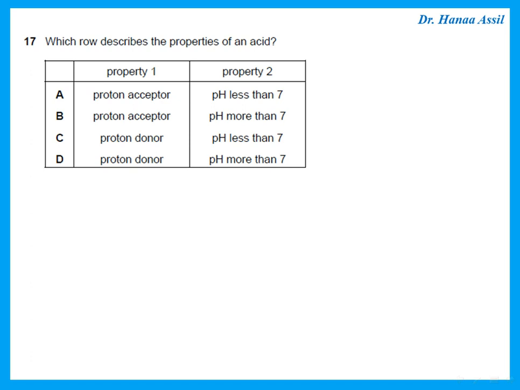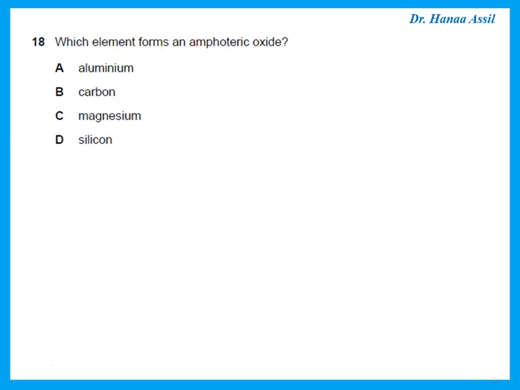Which row describes the properties of an acid? You should remember, what was the definition of acid? Proton acceptor or proton donor? Well, you should know that an acid is a proton donor. pH more than 7 or less than 7? You should know that acids have pH less than 7.